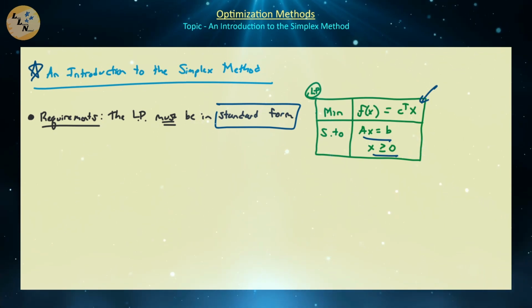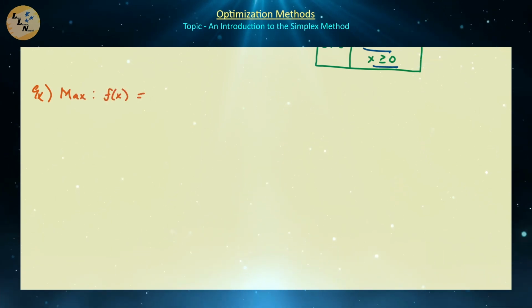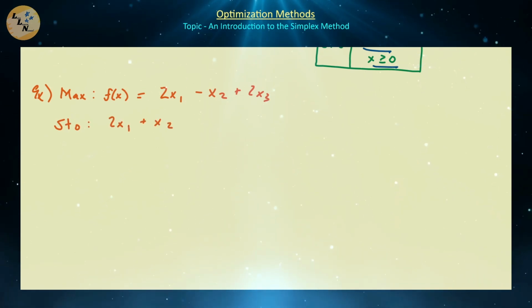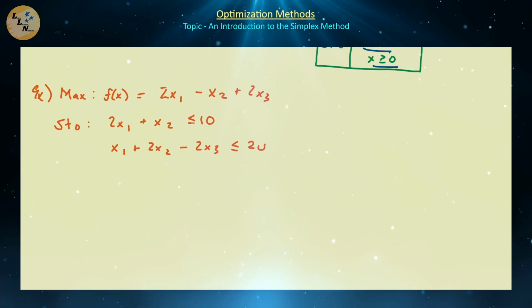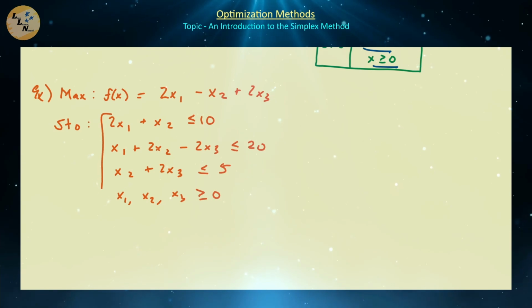All right. So once you have an LP in standard form, we can write our problem in what we call a simplex method format. Let's give an example of how some problems are going to be given to you. Let's assume our goal is to maximize the functional f of x equal to 2x1 minus x2 plus 2x3 subject to the constraints that 2x1 plus x2 is less than or equal to 10, x1 plus 2x2 minus 2x3 is less than or equal to 20, x2 plus 2x3 is less than or equal to 5, with the restrictions that x1, x2, and x3 are all greater than or equal to 0.